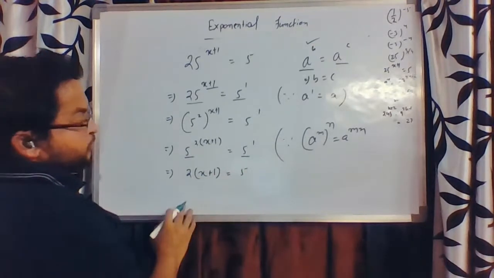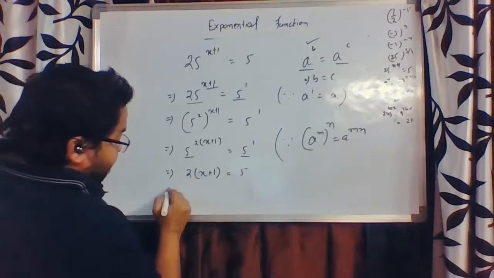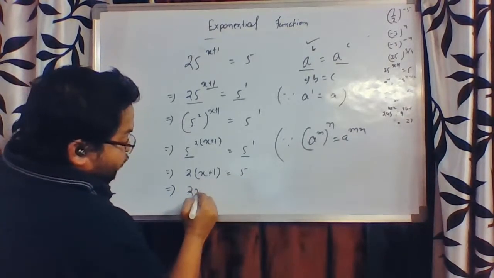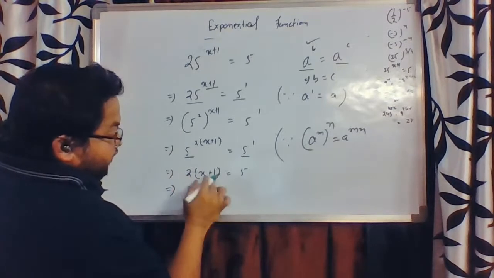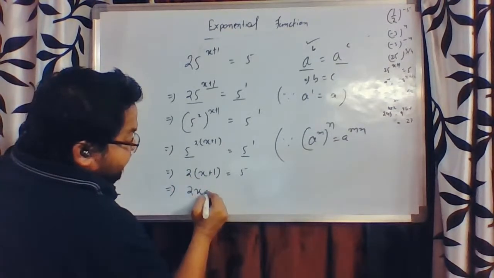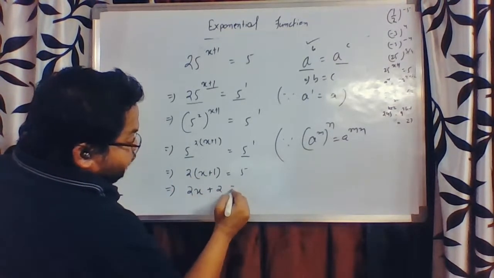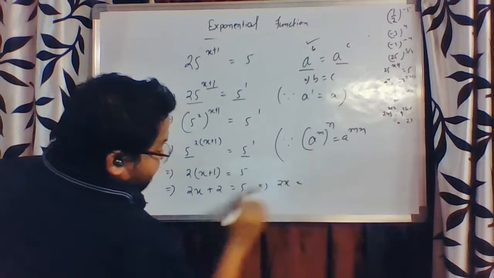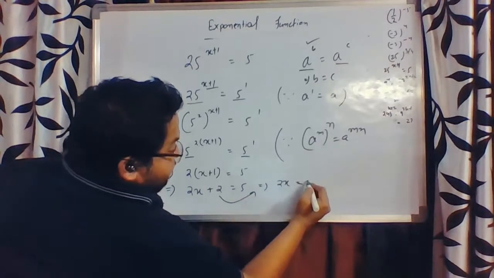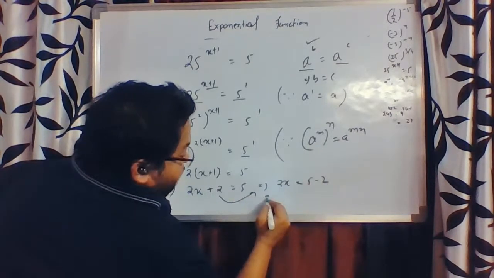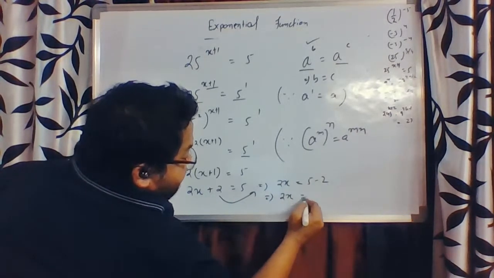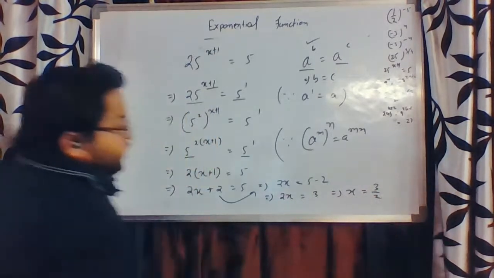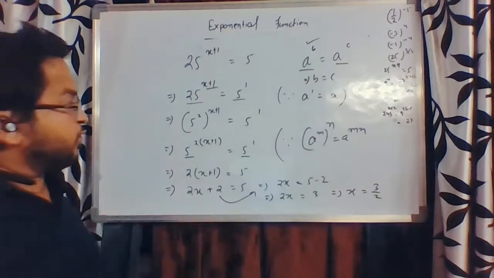And now it's a very simple linear algebraic solution, right? So I get 2x. I'll multiply 2 with this one, so expanding it, it becomes 2x plus 2 equals to 5, or 2x, I'll take this 2 to this side, so it will be 5 minus 2, or 2x equals to 3, or x equals to 3 by 2. Answer. So this is one way of finding it out.